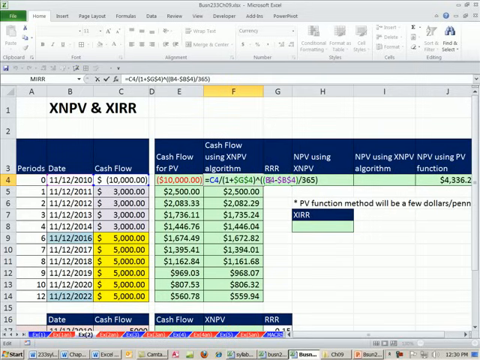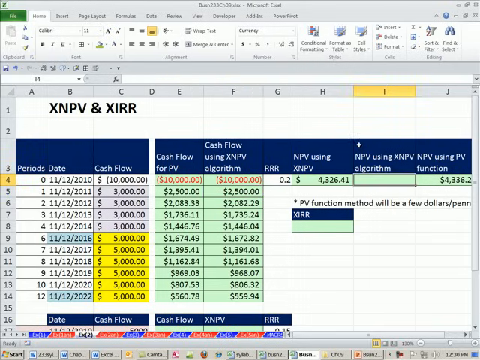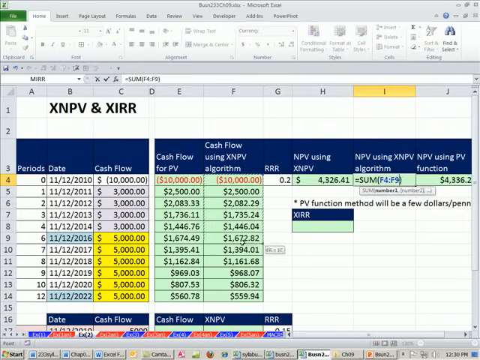And by the way, why is this working for the 0, right? Oh, because this date minus this date is 0. That means the whole exponent is 0, which means, oh, anything raised to the 0 is 1. So that thing divided by 1. OK, so the trick now is to add it all up. So we're checking to see the net present value using the XNPV algorithm. So Alt equals. And we get the same amount here.